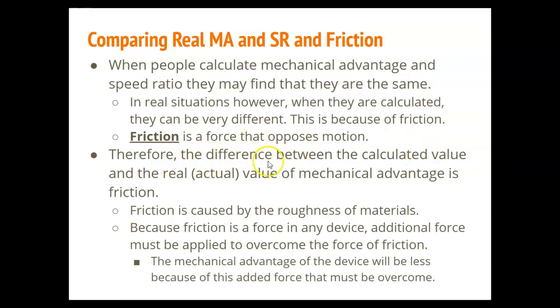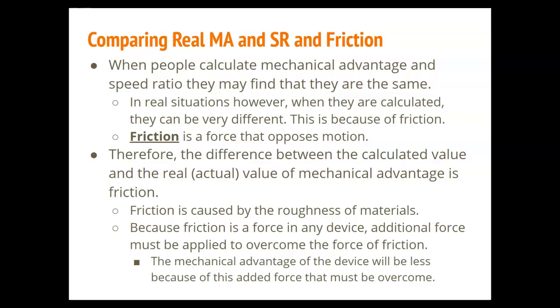So therefore, the difference between the calculated value and the real value of mechanical advantage or speed ratio is the friction in between. So what we're trying to say here is I may, on paper, calculate the mechanical advantage of, let's say, a set of gears that I've created, and it might say I would get a mechanical advantage of 8. And then I go out and actually test that machine. I actually use those gears and realize that no, it only gives me a mechanical advantage of 7.5 in real life. Well, the difference between the 8 that I calculated and the 7.5 that I actually got is friction.